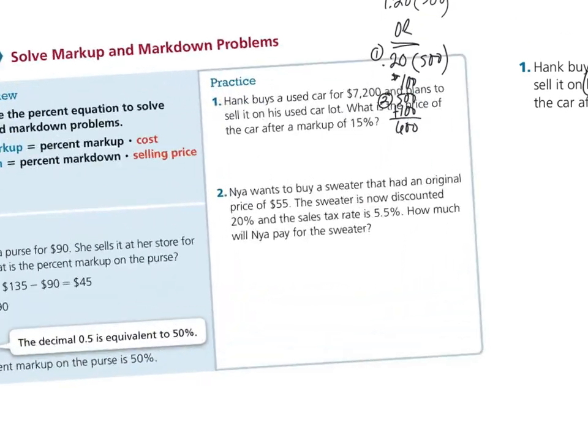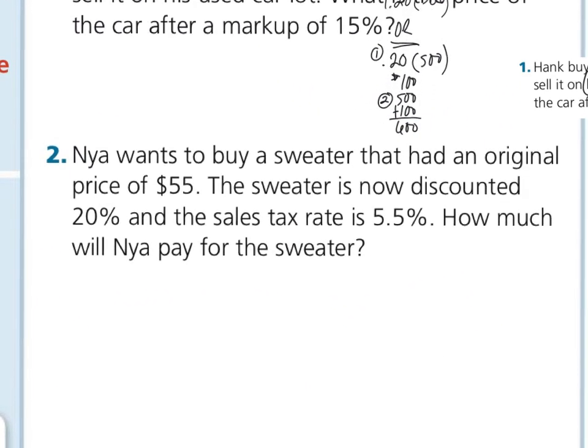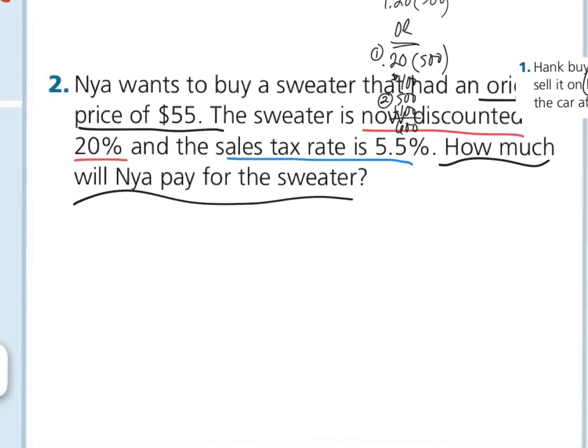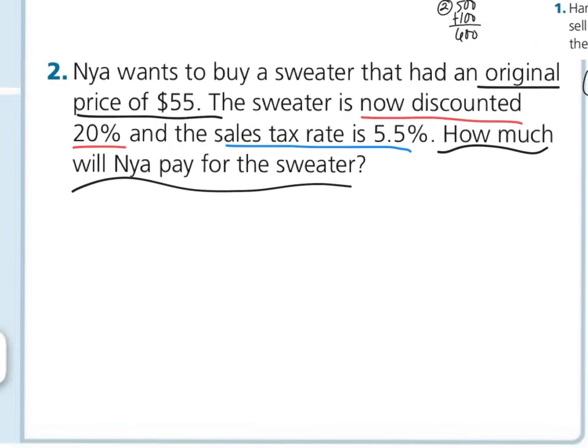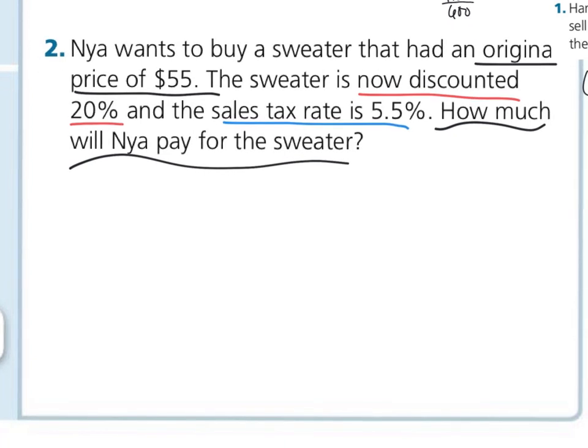So if we look at number 2, Naya wants to buy a sweater that had an original price of $55. The sweater is now discounted 20%. Sales tax is 5.5%. So the question is, how much will she pay for the sweater? So this is a good real life problem. We got a discount. We've also got tax that we've got to figure in.